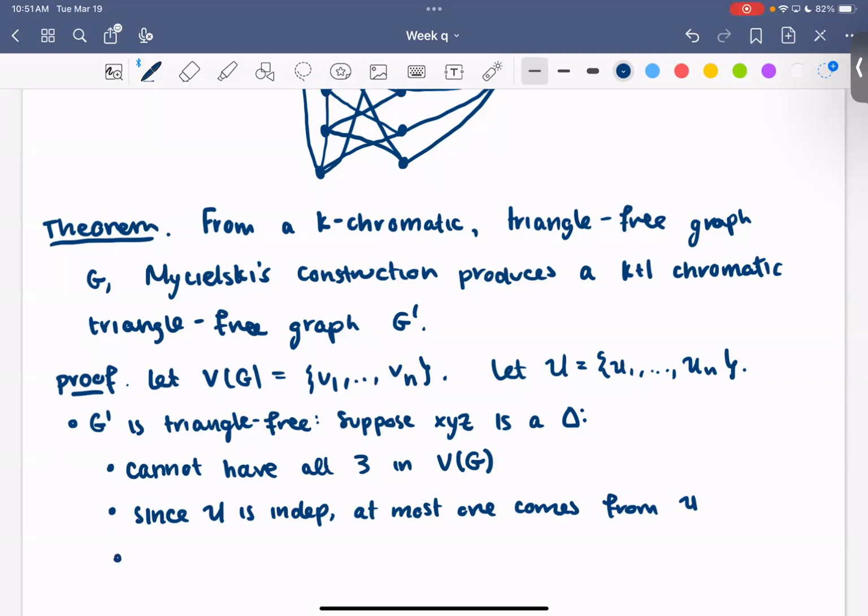And then the next observation is that W cannot be one of X, Y, or Z, because it only has edges to U, but we already said at most one vertex comes from U. The fact that at most one of X, Y, or Z comes from U implies that there is at least one coming from V, right? And W does not connect to V.